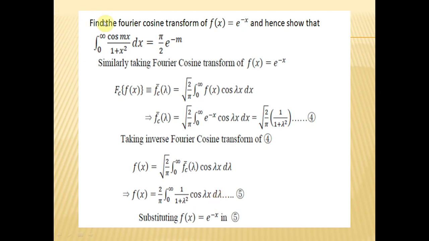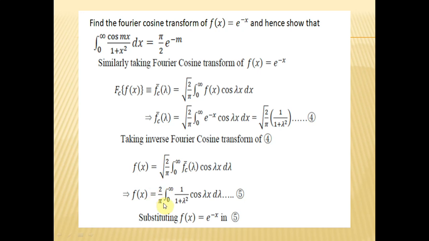The required result is integral of cos mx by 1 plus x square dx is equal to pi by 2 e raised to minus m. So to bring this pi by 2 e raised to minus m, I will write this f of x as e raised to minus x, so that e raised to minus x is equal to 2 by pi integral 0 to infinity 1 by 1 plus lambda square cos lambda x d lambda.